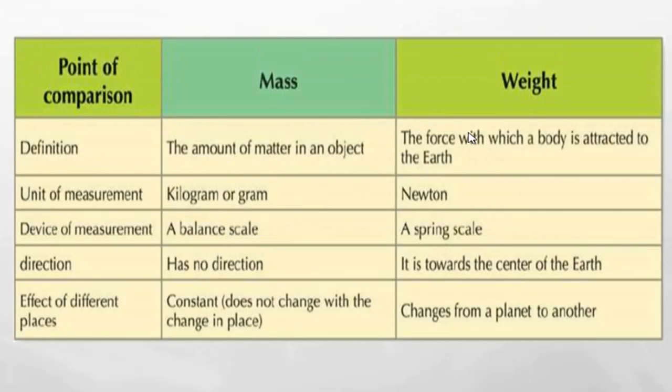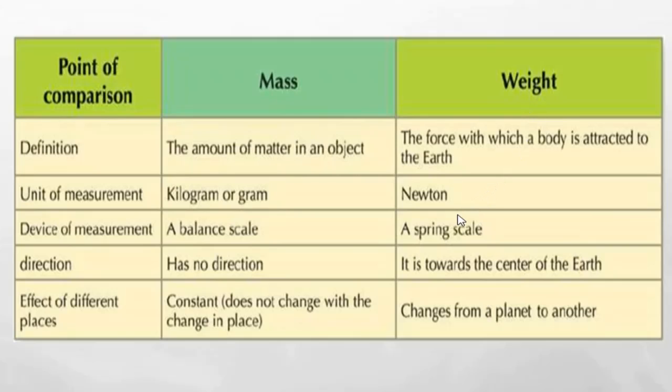Last point, important comparison between mass and weight. First point of comparison, definition. Mass, the amount of matter in an object. Weight, the force with which a body is attracted to the Earth. Second point, unit of measurement. Mass, kilogram or gram. Weight, Newton. Device of measurement: mass, balance scale or sensitive balance or digital balance, and also pointer balance.